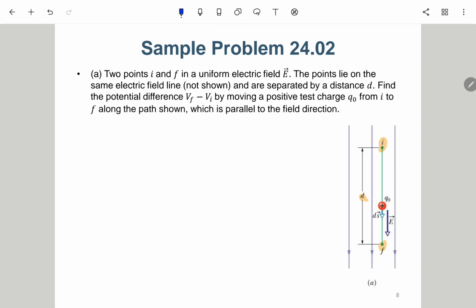Okay, so here Vf minus Vi is nothing but negative integration of E dot ds from I to F. Okay, so here we can see the E field.